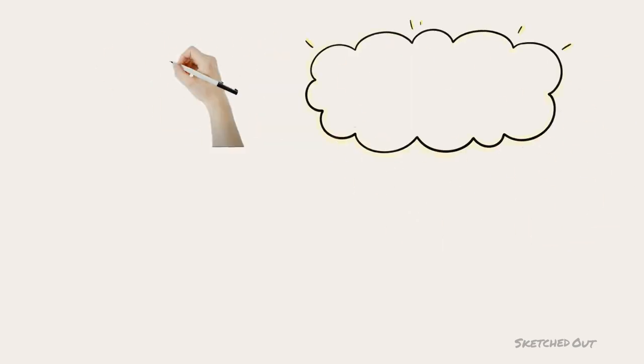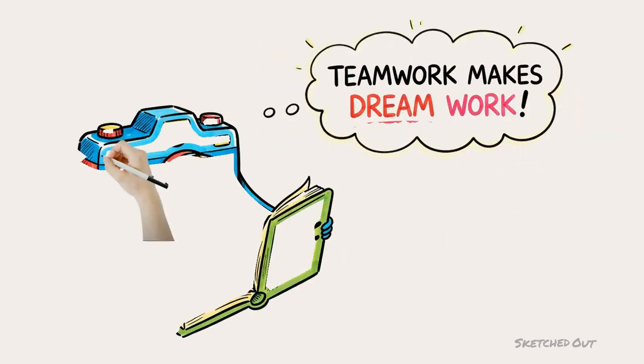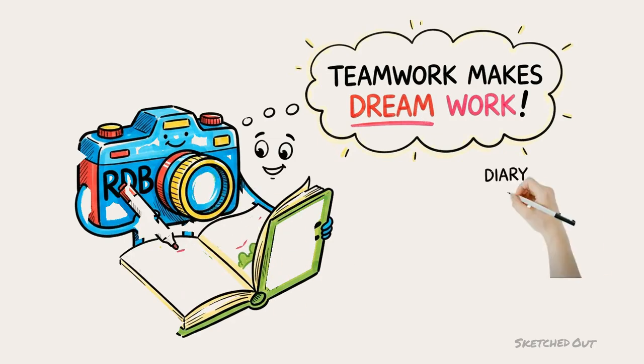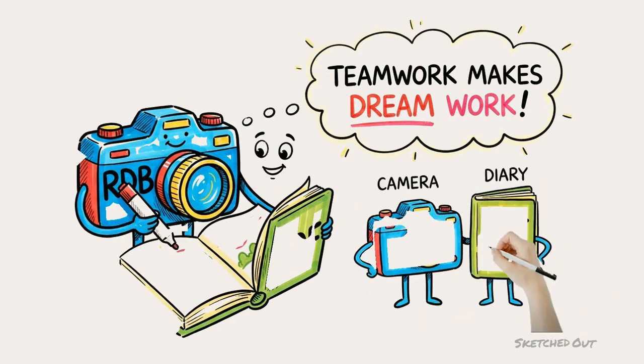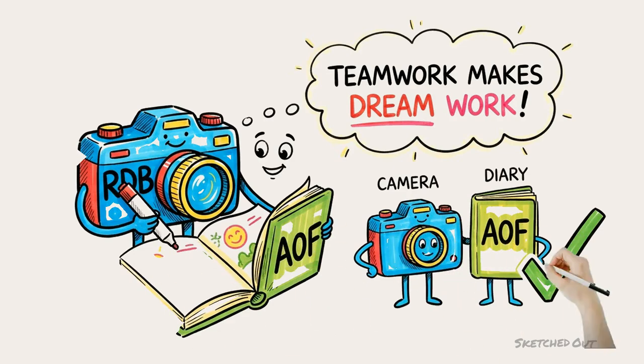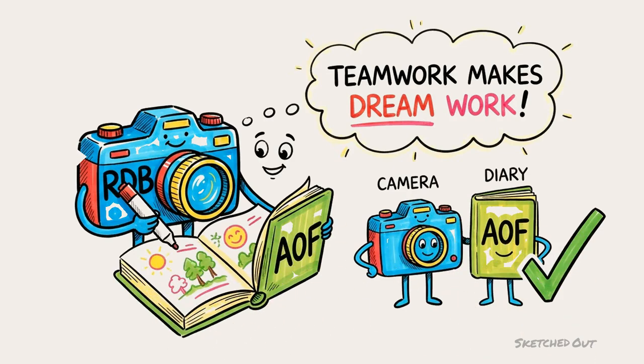So which trick wins? In practice, serious teams use both. The photo album gives fast restarts from a compact file. The diary fills in everything since the last photo. Together, a power cut costs almost nothing.